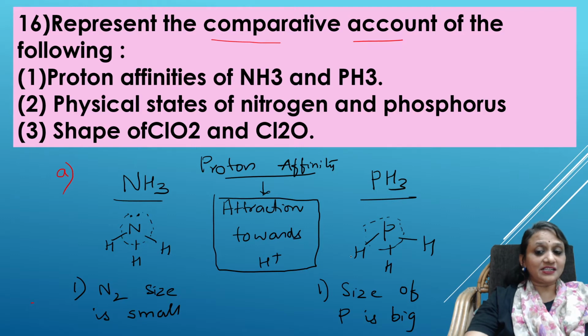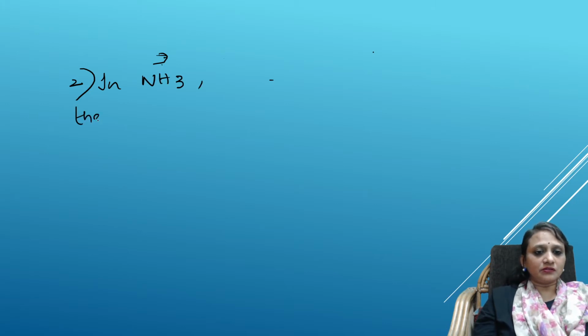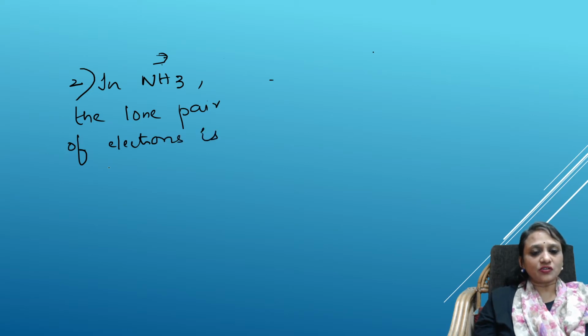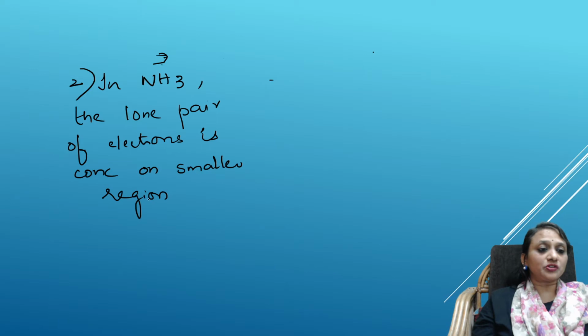Now let us write that in the exam also. What should you write? In NH3, the lone pair of electrons is concentrated on a smaller area or smaller region. So if it is concentrated in a smaller region, what happens, students? The density per unit atom.